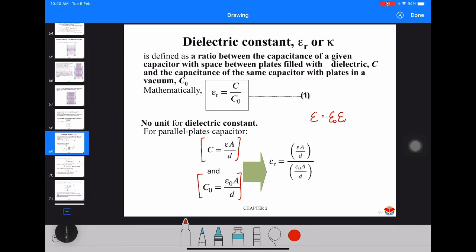Epsilon R is the dielectric constant. It is defined as the ratio between the capacitance of a given capacitor with the space between the plates filled with dielectric, and the capacitance of the same capacitor with the plates in vacuum, C naught. Basically, you have the same capacitor with the same dimensions, like area and spacing, but the only difference is that you have an initial capacitance and a final capacitance due to the dielectric material. One is in vacuum, and this one is with the dielectric material.